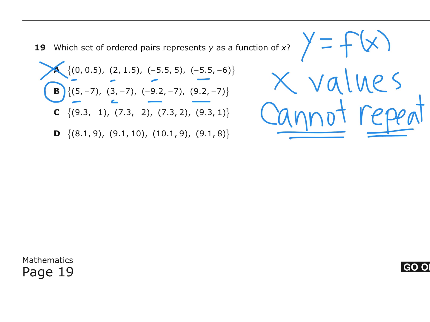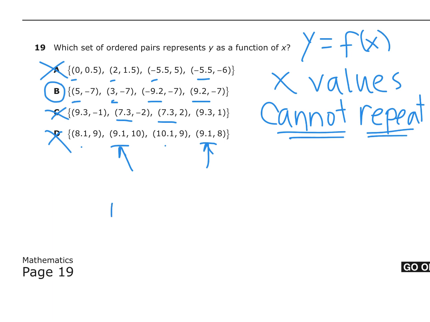Now, just to make sure, I'm going to look at the other two answers. And you see 9.3, a 7.3, and a 7.3. That x is repeated. The x values are repeated, so that cannot be a function. And then in this last one, 8.1, 9.1, 10.1, 9.1. Notice that the 9.1 here is repeated, so that cannot be a function. So just remember that the x values cannot be repeated, and if they are, it's not a function.